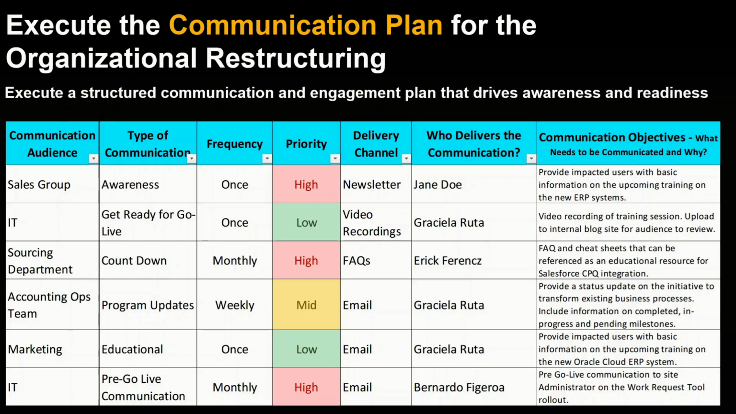You can use this template that I am currently sharing on my screen. It is free. It is one of the many free templates I will give to you at the end of this video. Take a look at my screen and you will notice there are multiple columns in this template, starting with the communication audience, who should be getting the communication. What type of communication is this? How frequent should they get the communication? What is the priority? What is the channel for delivering the communication? Who should deliver the communication? And what are the communication objectives?